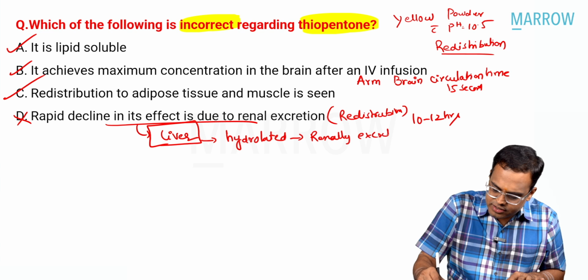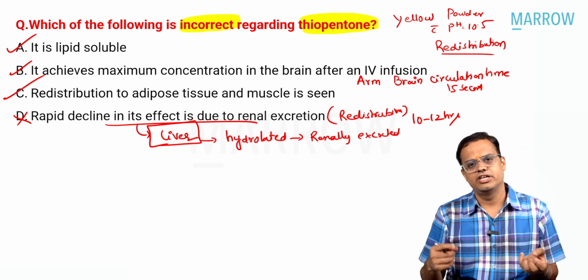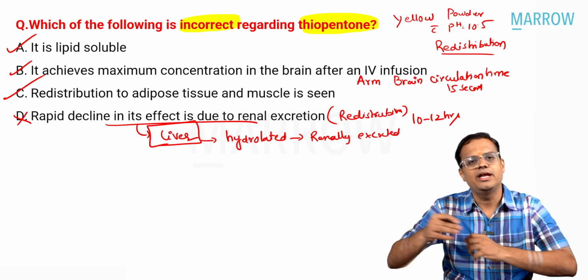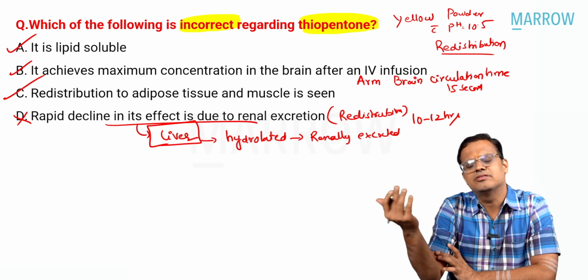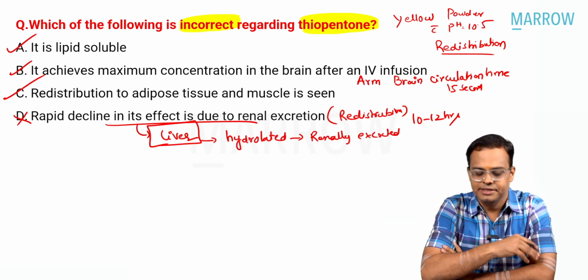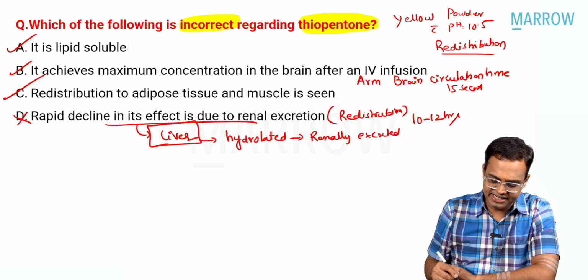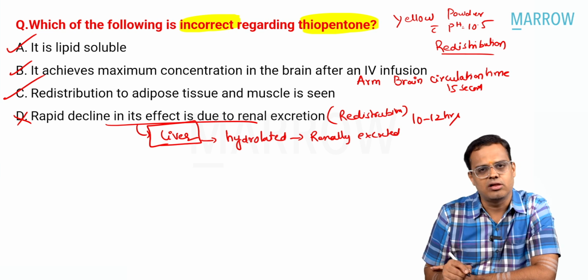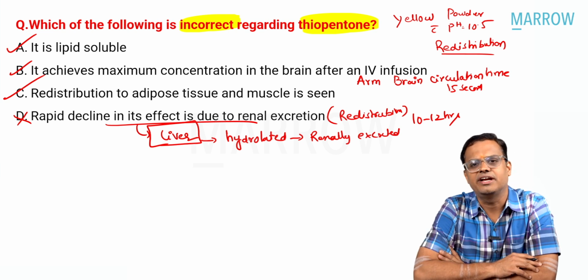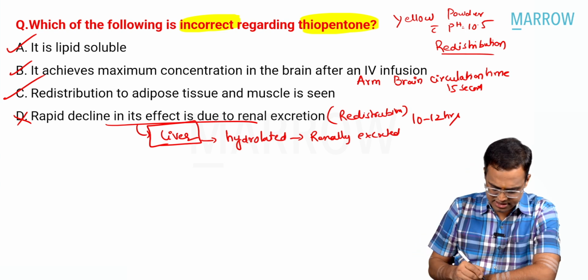Anything which is non-ionized should be converted into ionized form, then only it can be easily excreted. But this happens after a long time, not immediately, right? So the correct answer is that rapid decline in its effect is due to renal excretion is a false statement, and this will be the correct answer for your entrance examination. So this also is a pretty straightforward question, right? Now let us see the next question.